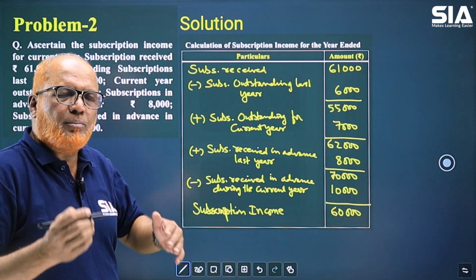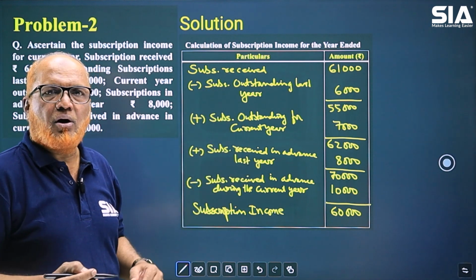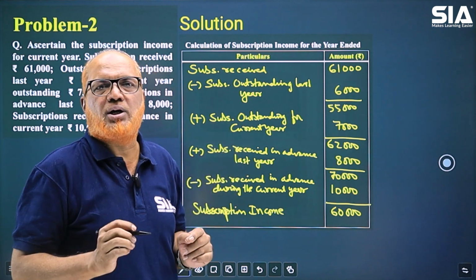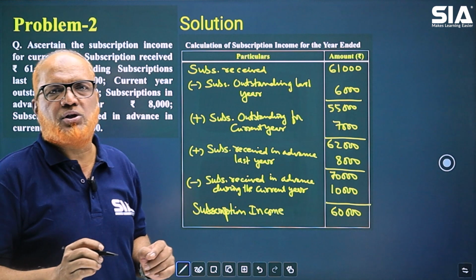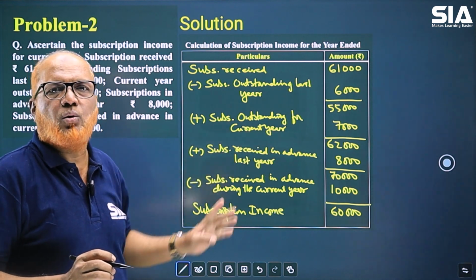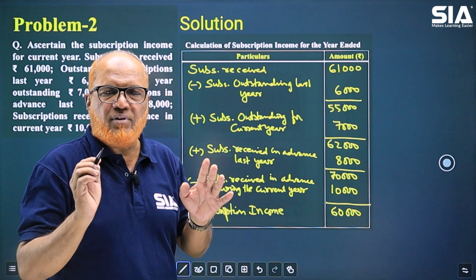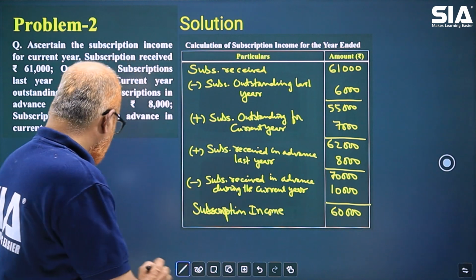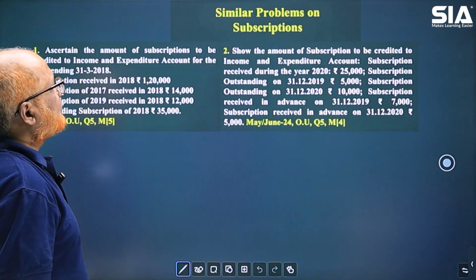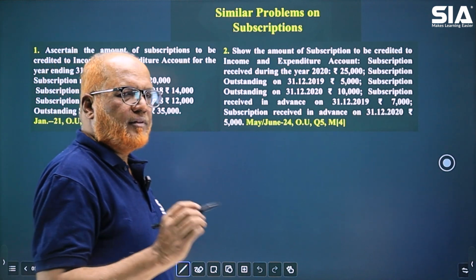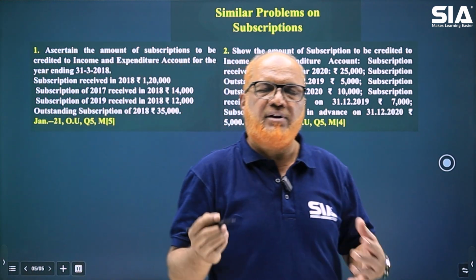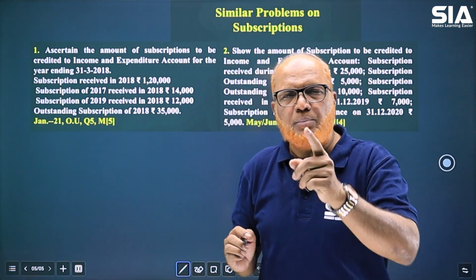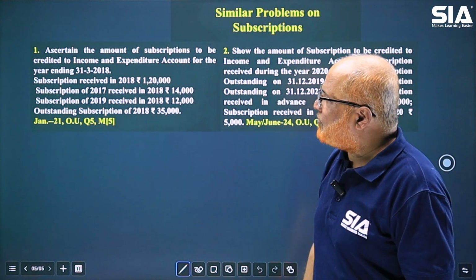In examination, they may ask you a short question like this, or you must have the same knowledge while making the income and expenditure account. There also you have to calculate subscription income. The same procedure you have to follow. So two problems I have explained in detail regarding how to find out subscription income. Now, similar problems are there for your practice. I have explained which item is to be added and which item is to be deducted. The same procedure you have to follow.